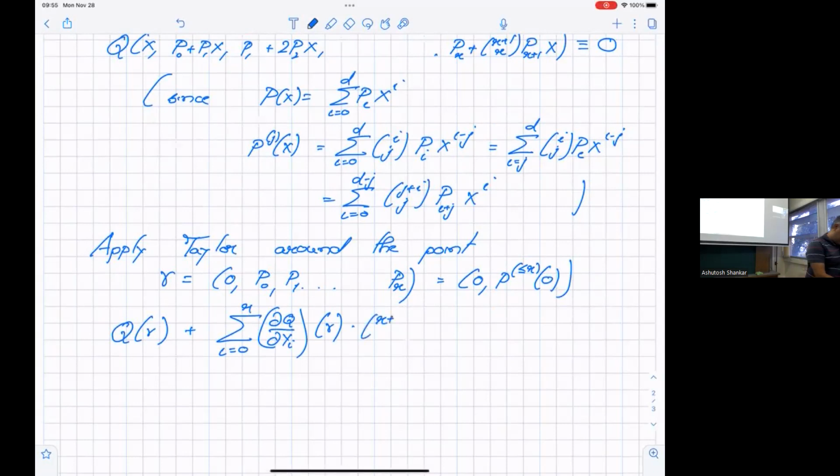You're going to have p i. p i will come with the coefficient, times x, that's the whole thing. Yes, 1. Plus x square into something, which is congruent to 0 mod x. Because there will be higher order terms in the Taylor expansion, but you can just ignore all of them. So this is the only term.